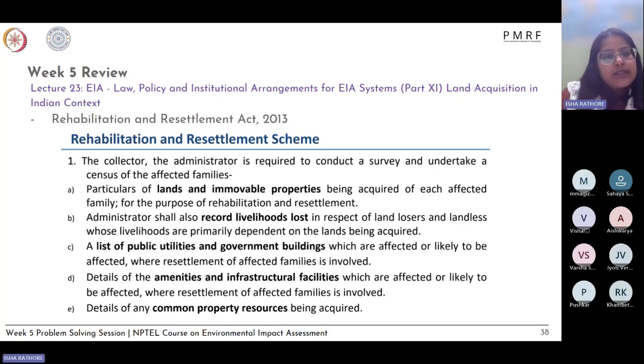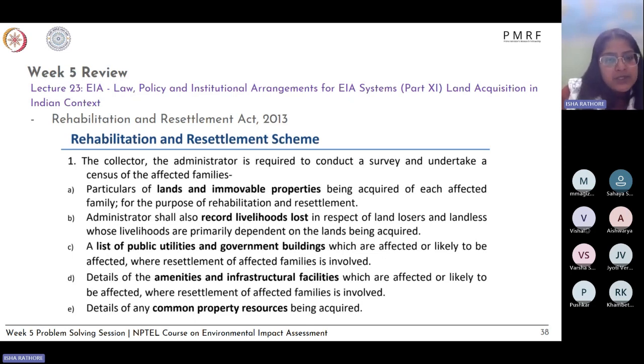Okay. Then in the Rehabilitation and Resettlement Act, the scheme considers all of the features. So we will look at the features now. The collector, the administrator, is required to conduct a survey and undertake a census of the affected families. So it needs to include in the survey all the particulars of land and immovable properties which are being inquired into, of each affected family, for the purpose of rehabilitation and resettlement. They also need to record the livelihood lost in respect of the land losers, or the people whose livelihood is dependent on this land.